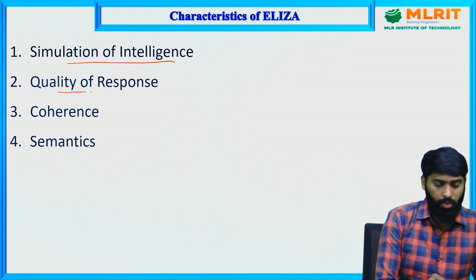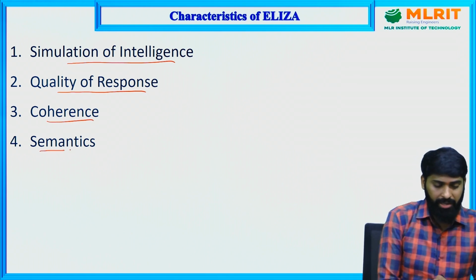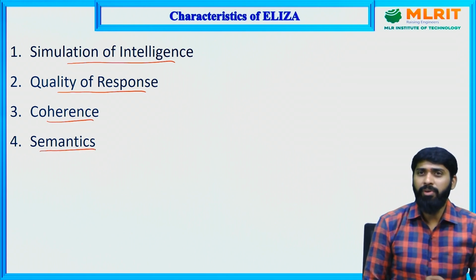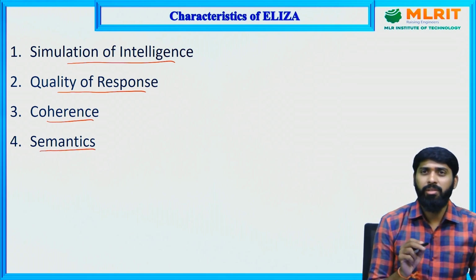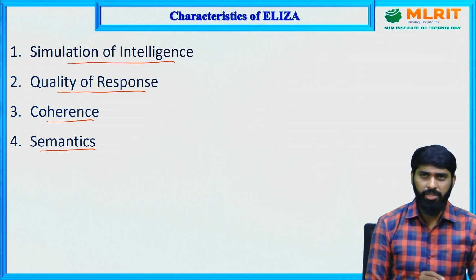Second one, quality of response. Third one, coherence. Fourth one, semantics. Simulation of intelligence means how ELIZA is able to give the response. Is it intelligent or not? We will discuss one by one.